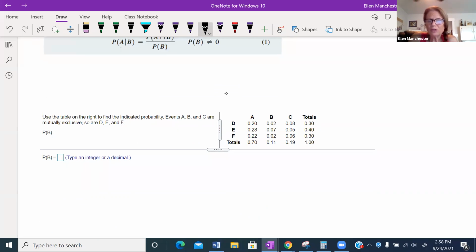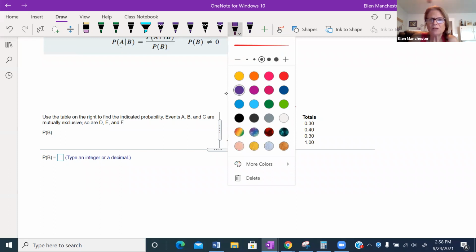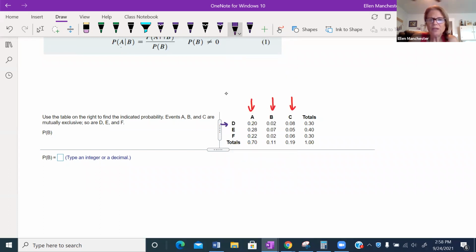So when you look at this chart, this column right here is column A. This is column B, this is column C, and then working the other way, this is row D, row E, row F. The totals are at the bottom of each column, and they're at the end of each row. You can see that when you add this last total up, 0.3, 0.4, and 0.3, you get 1. And when you add these columns up, this bottom row, you also get 1.